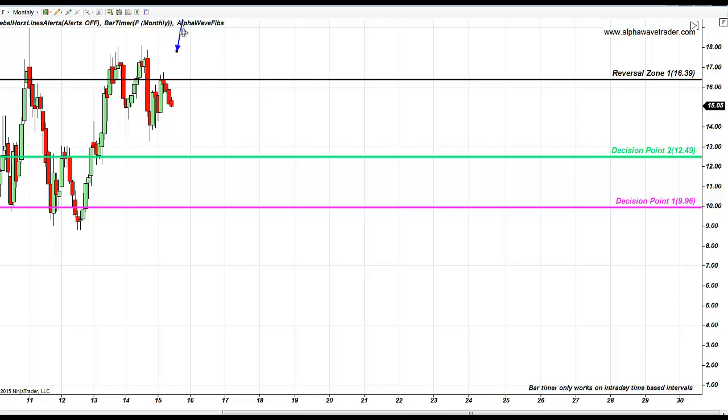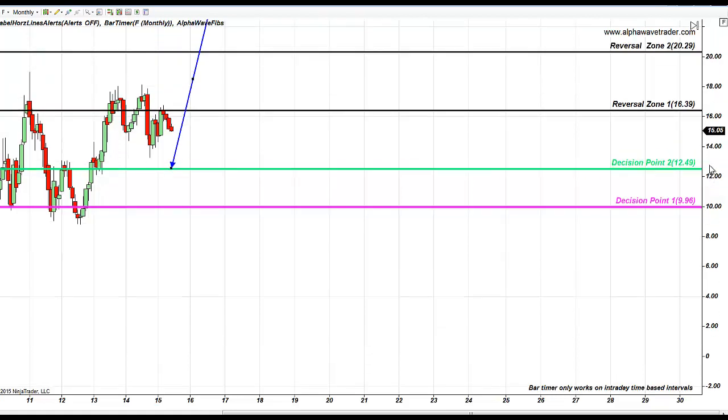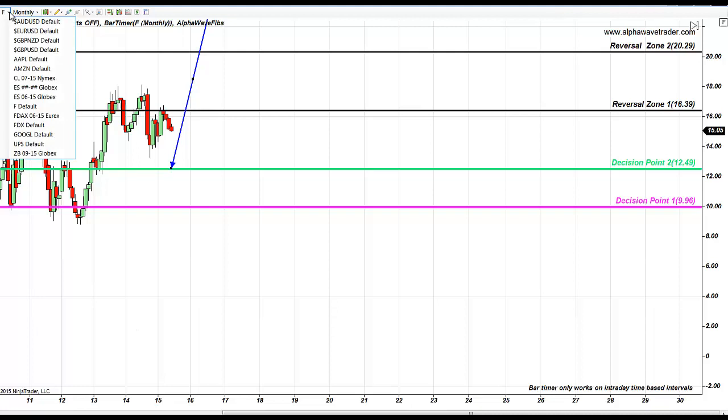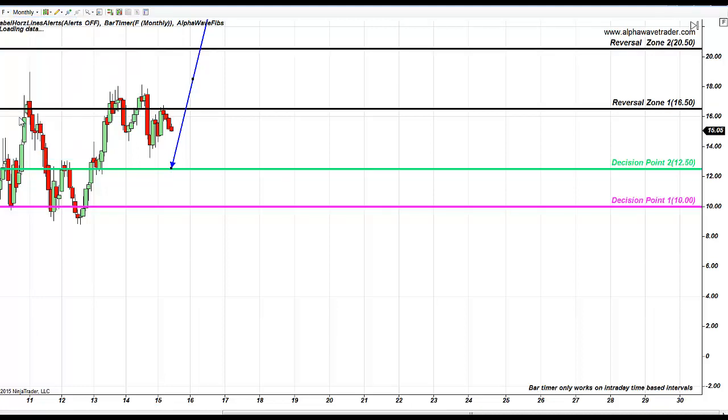To the downside on Ford, this will be the key area. All spelled out by the price since 2010. The levels playing out today in 2015. Next question, DAX. What time frame, please? On DAX, what time frame, please?